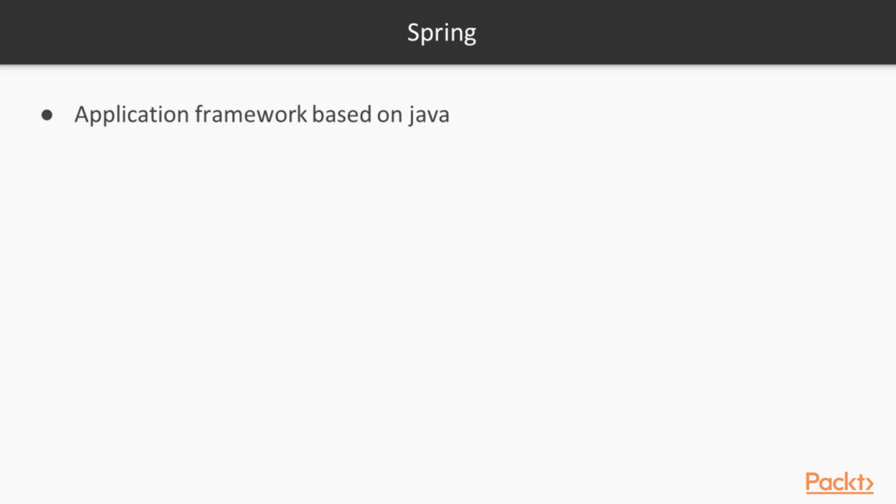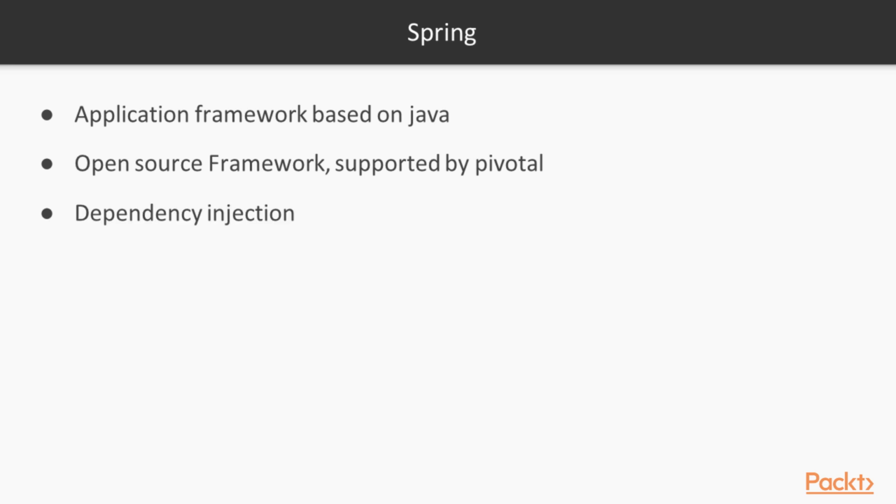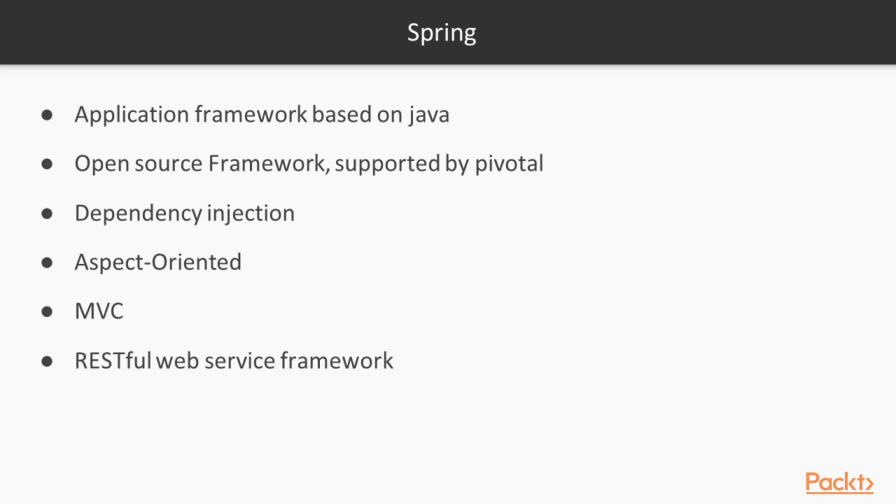Spring is a framework that provides a common programming and configuration model for Java applications. The main characteristics of Spring are: it is an application framework based on Java, it is an open source project supported by Pivotal, it promotes the dependency injection pattern, it provides aspect-oriented functionalities, makes it easy to create MVC and RESTful web applications with the MVC module, and it has support for JDBC, JPA, and JMS.